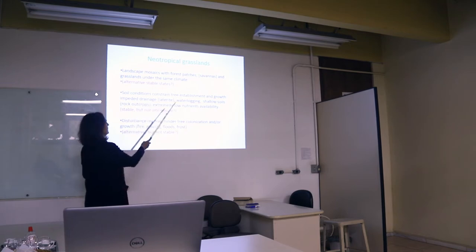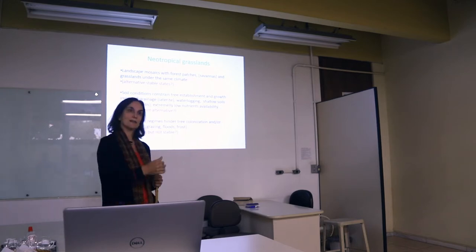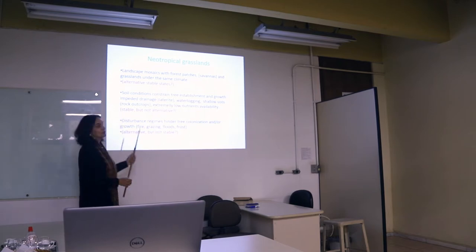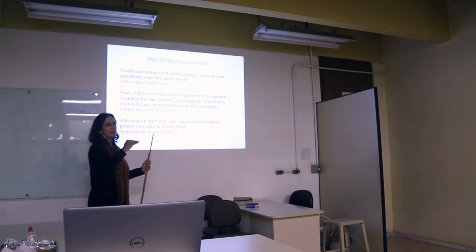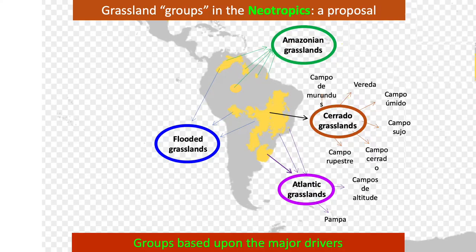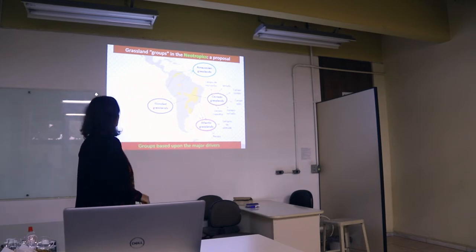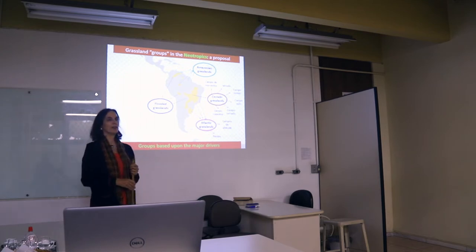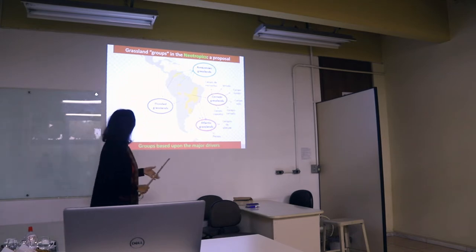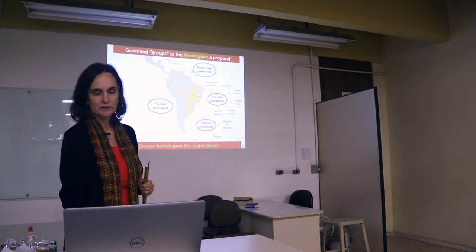But in some situations, you have no environmental limitations, but you have a disturbance regime that keeps grasslands as open ecosystems, like fire, or grazing, or floods, or frost. In these cases, they would be alternative, but not stable, because if you interrupt the disturbance regimes, they will switch to another state. With that in mind, I try to organize all we have in terms of grasslands in the neotropics into four major groups. And I'm here because I want you to tell me I'm wrong or I'm right. And then I go on, or I give up. And these are the flooded grasslands, Amazonian grasslands, Cerrado grasslands, and Atlantic grasslands, and I'm going to talk about each of them.